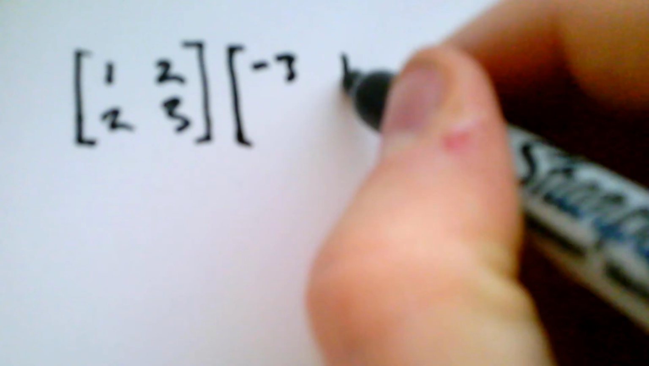Okay, so scalar multiplication isn't so bad, and addition isn't so bad either. However, if we have to multiply matrices together, this is where we start getting some complications. So let's suppose that we have a matrix, and we're going to start small. Here's our 1, 2, 2, 3 matrix. We're going to multiply it by the other 2 by 2 matrix. We have -3, 1, 3, 2.